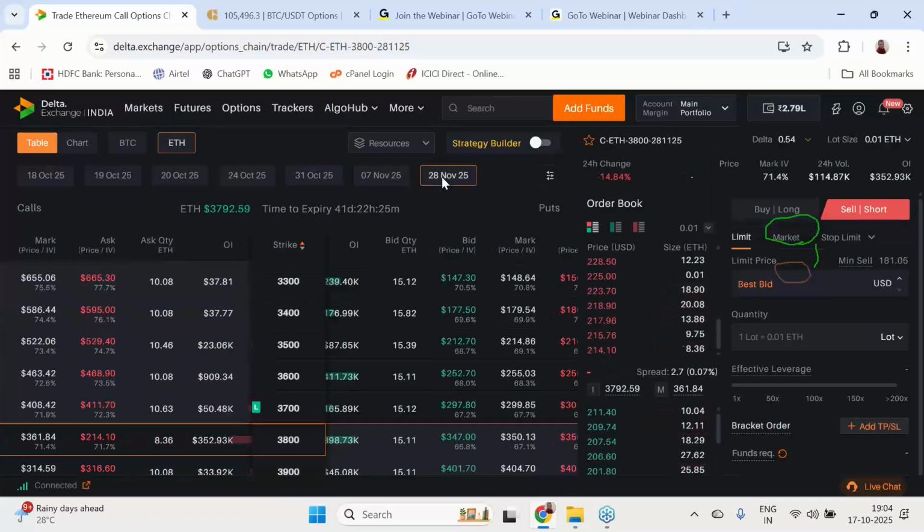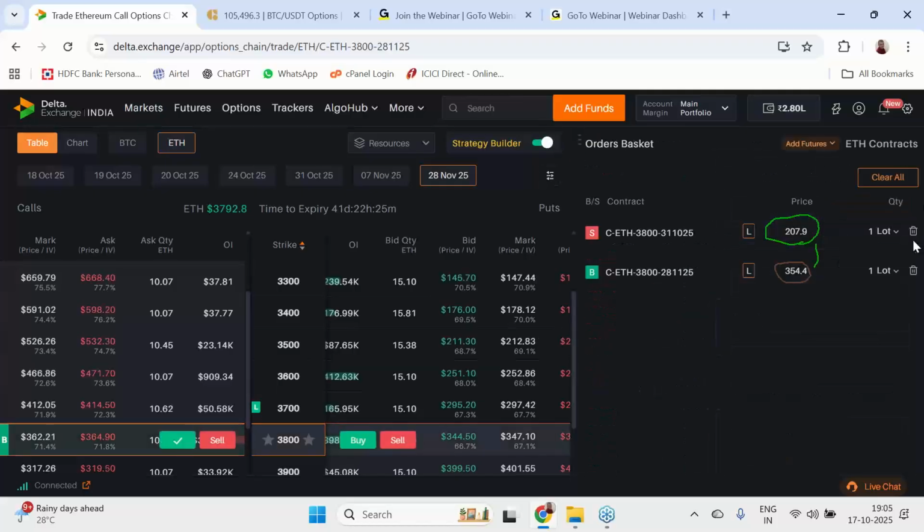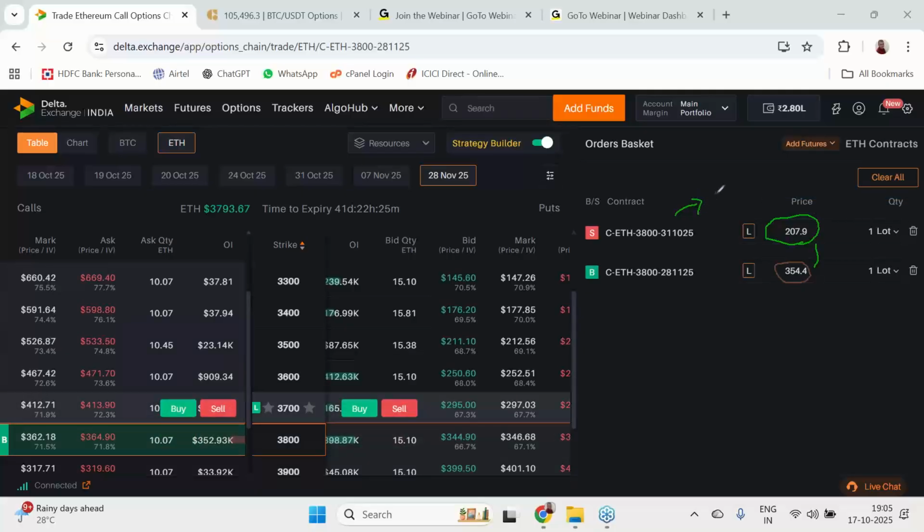If I go to the same strike in November, 3,800, and click here, this has a theta of 4.33. So this is also negative. So here, what comes is that one has a theta of minus 7.75, and another has minus 4.75. So this is negative for both, theta is always negative.